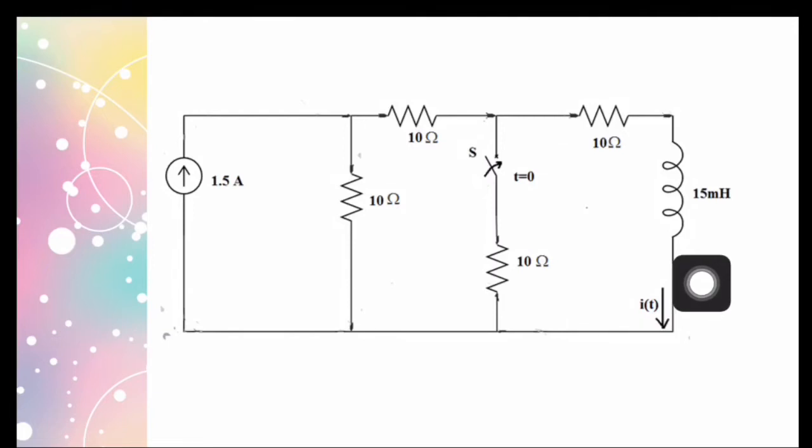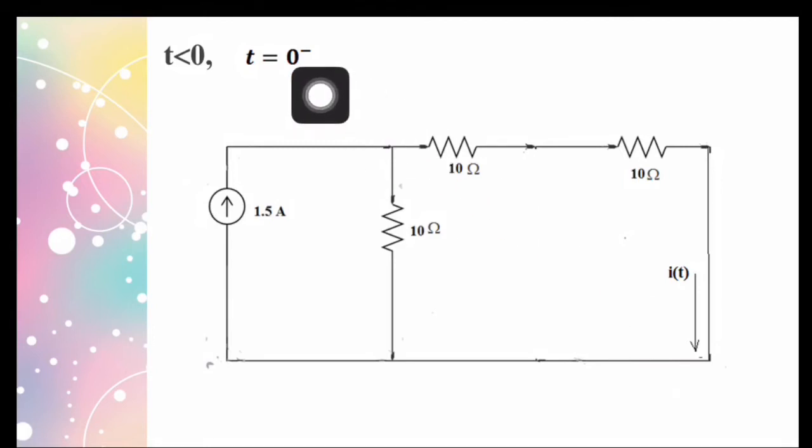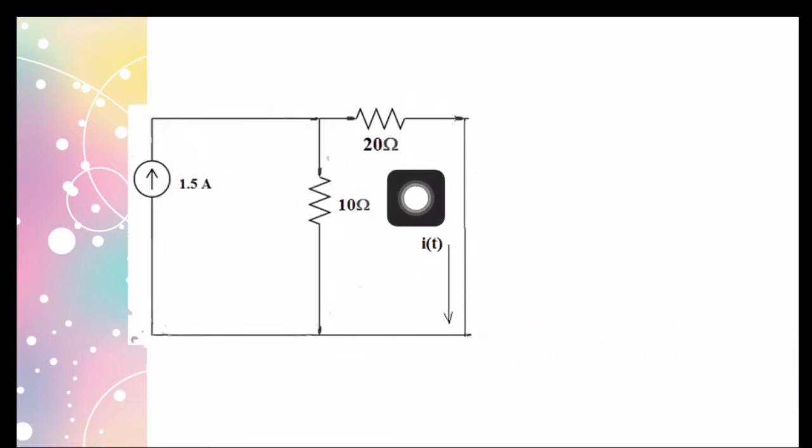Why is it so? Here, the network is excited with a DC source and an inductor acts like a short circuit to DC at steady state. Apart from that, since the switch is open, there is no significance for this 10 ohm. So we can remove that and get an equivalent circuit like this at t equal to 0 minus. Now look at this resistor. This 10 ohm and this 10 ohm are connected in series. Hence we replace them with their equivalent resistance 20 ohm and get a circuit like this.